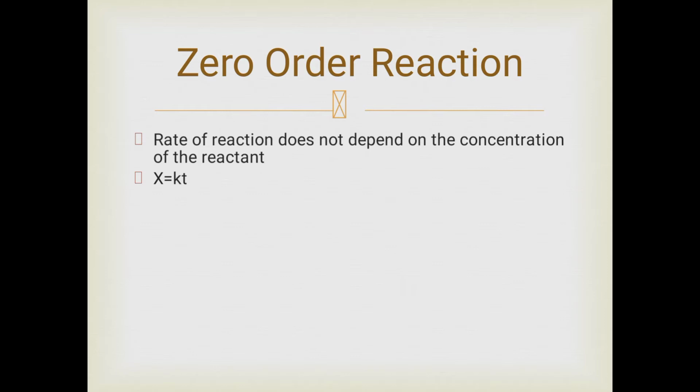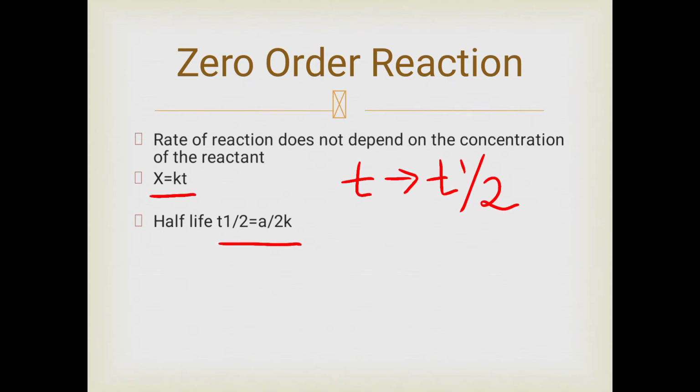The rate expression is given by x is equal to k times t, and your half-life is equal to a upon 2k. To obtain half-life, we make t equal to t half, and x equal to a upon 2. You may substitute these values in your rate equation, and you get your half-life, that is t half is equal to a upon 2k. If you do not want to remember, you can also substitute these values and obtain it.